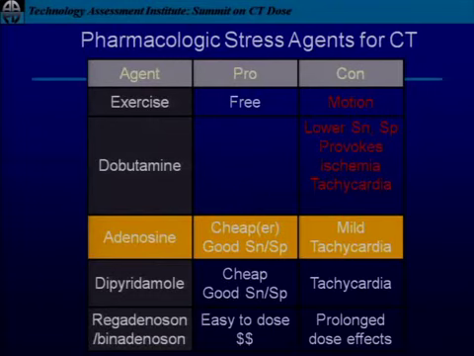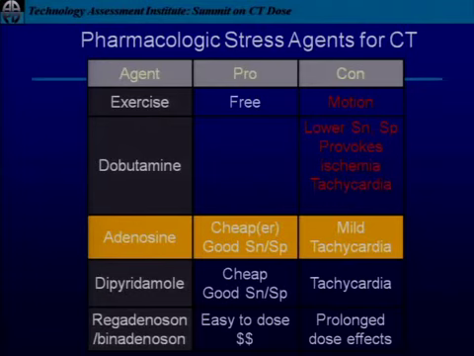Okay. So here are some of the agents that one can use for stressing the myocardium for cardiac perfusion. Exercise is obviously free, but it can cause a lot of motion. Dobutamine has been tried. We use adenosine, primarily because it gives you only mild tachycardia. The heart rate doesn't pick up after you give adenosine, which is a plus when you're doing cardiac CT because you want a low heart rate. And when we are doing this, we do not give beta blockers because then you're sort of contradicting each other.